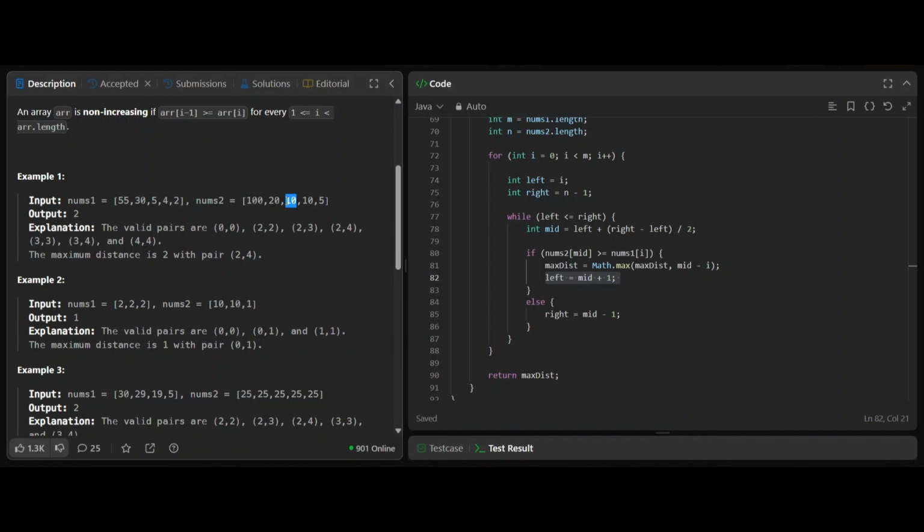So we are checking if this is a valid answer, so check for left equals to mid plus 1, from this one to this one. That's what we are doing. This is simple binary search, I guess, and there should be no problem in this, right?